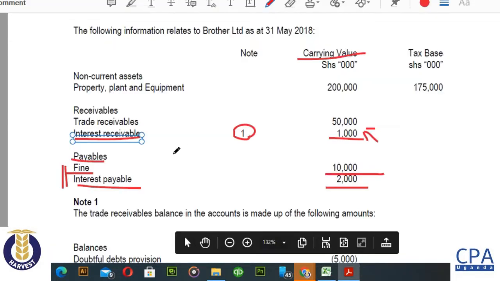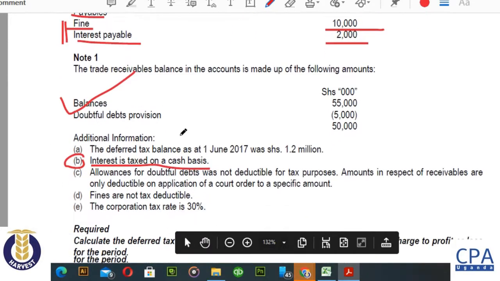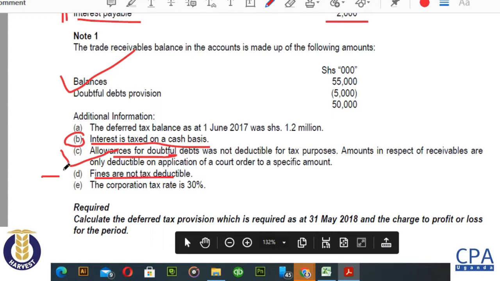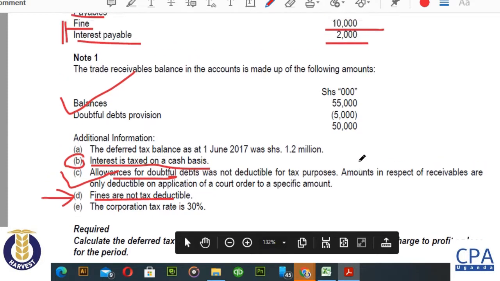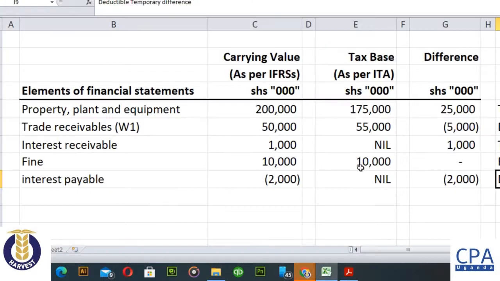So when I look at the information I have here, we have catered for everything. Maybe for the additional information, this has been done. The allowance, we've talked about it. Then the fines, obviously, as I mentioned, it is the same position by all tax systems or tax law, that fines and penalties are not deductible for tax purposes. So I find that everything has been treated here. So the next thing we are going to do is to make the analysis for deferred tax.